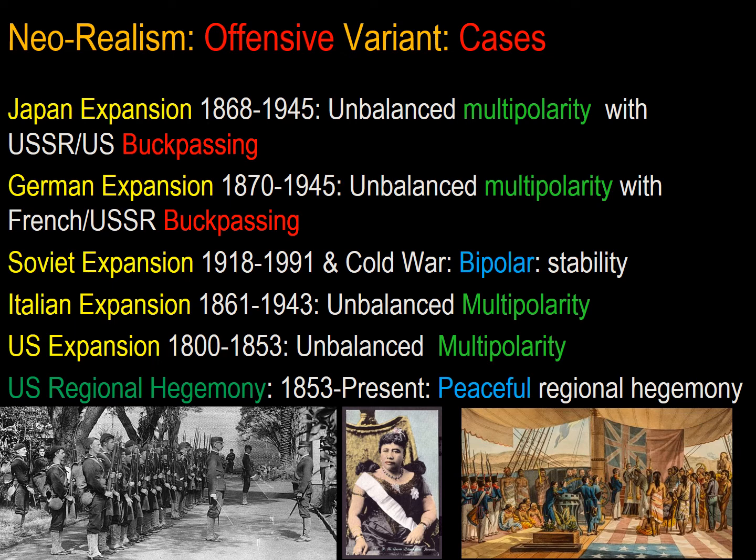Italian expansion from 1861 to 1943 was unbalanced multipolarity, in the same circumstances as Germany and Japan at the period. US expansion from 1800 to 1853 was also unbalanced multipolarity. And there were interventions against the United States. The British had landed and burned down Washington when America got involved in the war in Europe. And finally, there was US regional hegemony, which was achieved from 1853 to the present. And it's been largely peaceful.